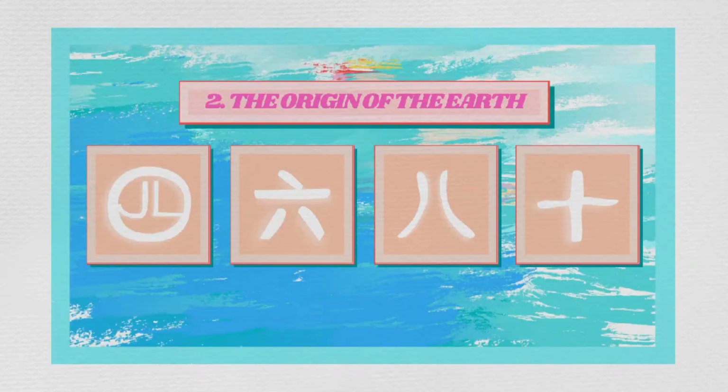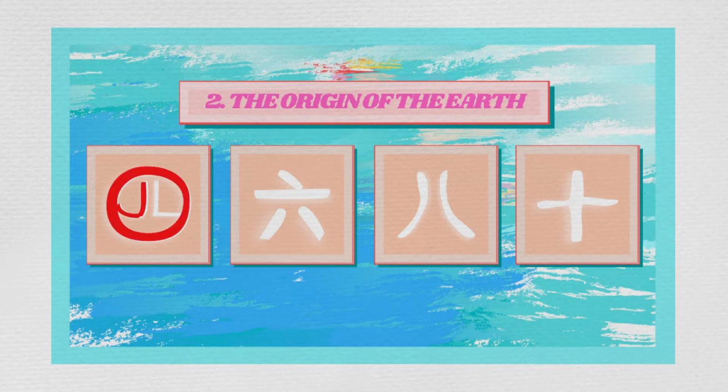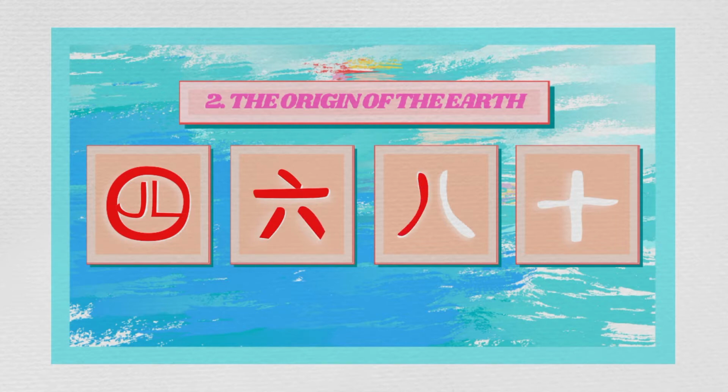Second sentence. Again, we have 4 words. They are 4, 6, 8, and 10. Here we use letters and symbols to reflect the distinguishing feature of the characters. For example, 4 has a circle, 6 is a person above the ground, 8 is a mustache, and 10 is a cross. Let's take a look at the regular version of Chinese characters now.